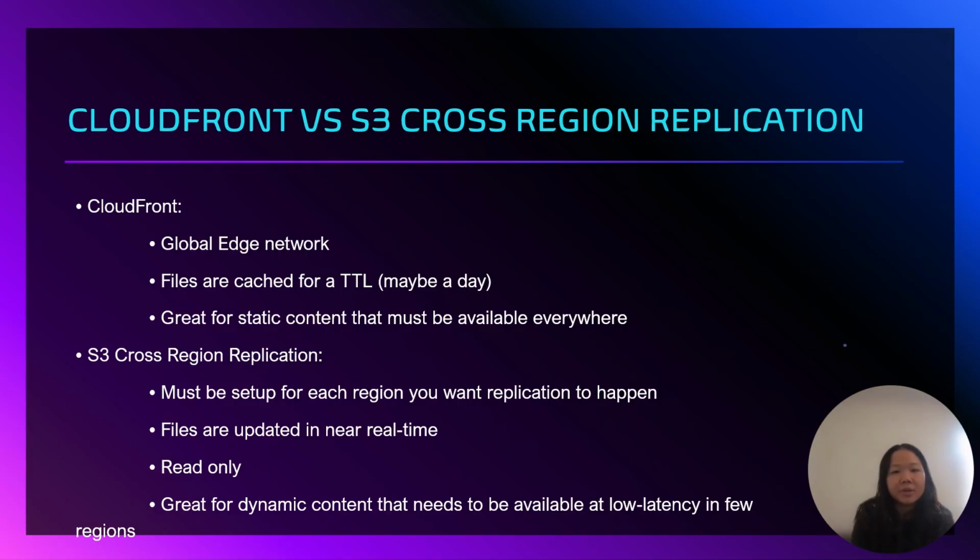CloudFront versus S3 Cross Region Replication. CloudFront uses the Global Edge Network. Files are cached for a TTL, maybe a day, which is great for static content that must be available everywhere. S3 Cross Region Replication must be set up for each region you want replication to happen. Files are updated in near real time and are read-only, which is great for dynamic content that needs to be available at low latency in a few regions.